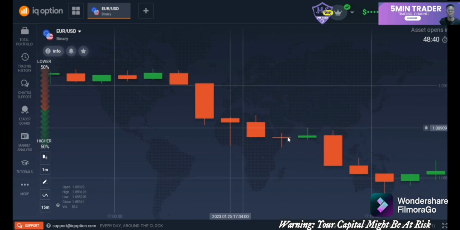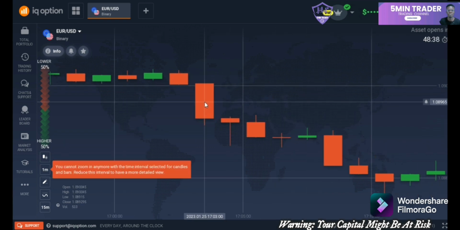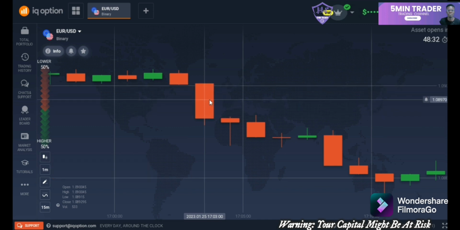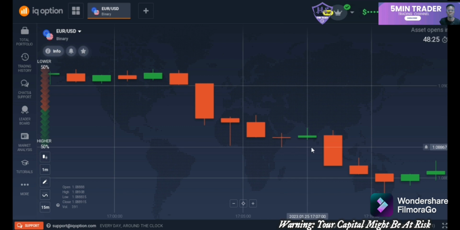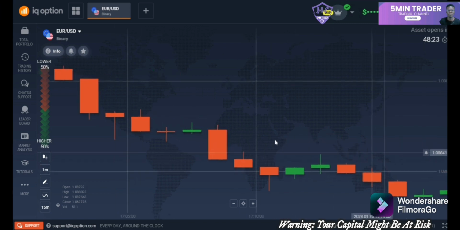Now what is the story behind this one? Like I just explained, it opens here and it closes here. That's why the candle is red. So when a candle closes below the area where it opened, it will turn red.